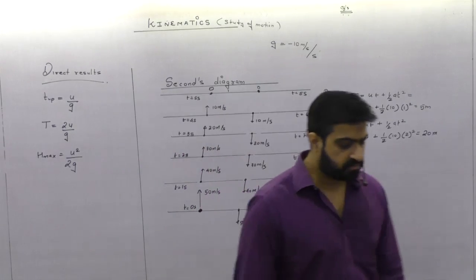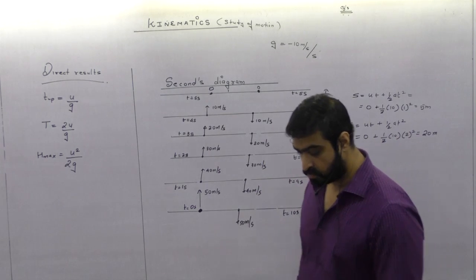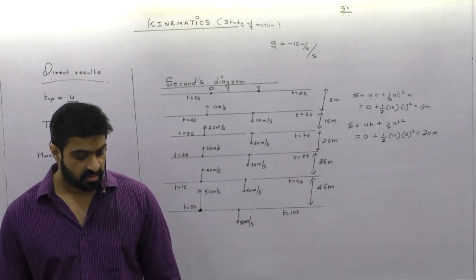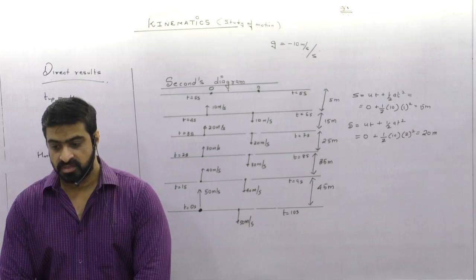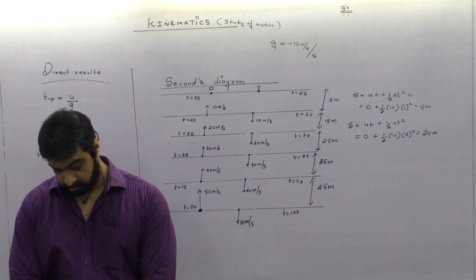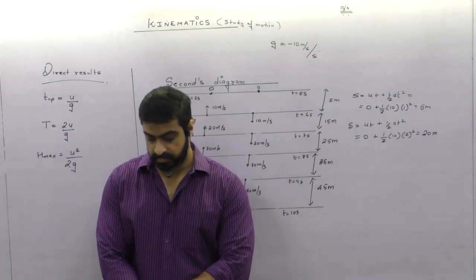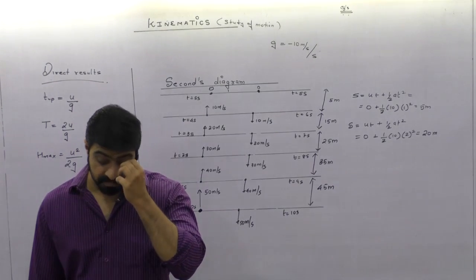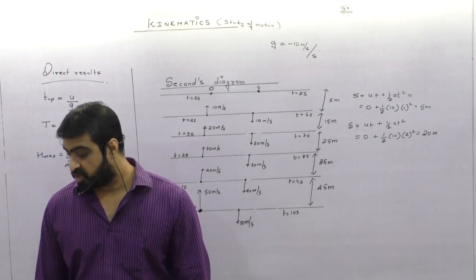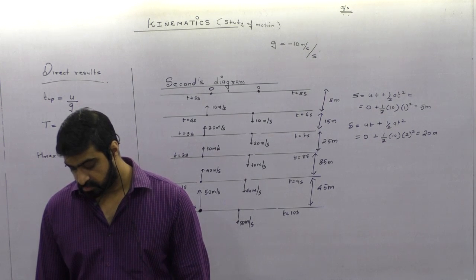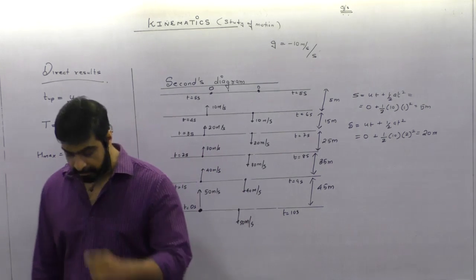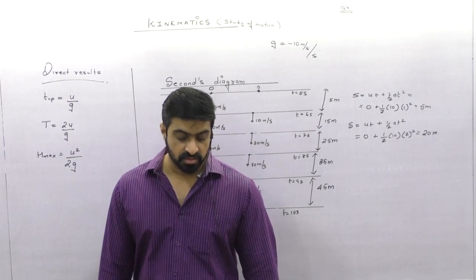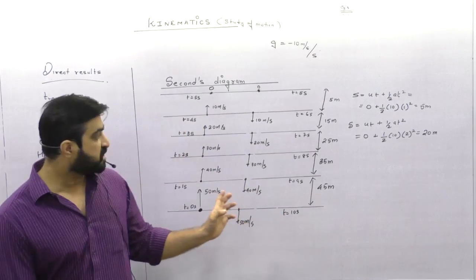Write a question. A body is thrown up with 30 meters per second. Find the time to go up. Second, the maximum height reached. The distance covered in first 5 seconds. And the displacement covered in first 4 seconds. First 4 seconds. So you can look at the seconds diagram. You start from here, no?